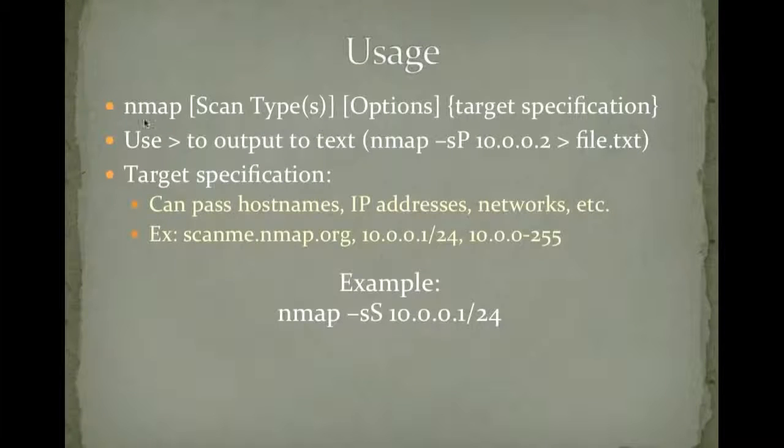The usage for Nmap basically goes like this: in your Linux terminal, Windows terminal, or Mac terminal, you would type in nmap, the scan type, the options, and the target specification. You would use the greater than sign to output it to text. This is in version 6.0 and above, I believe. You would type in nmap -sP 10.0.0.2 > file.txt.